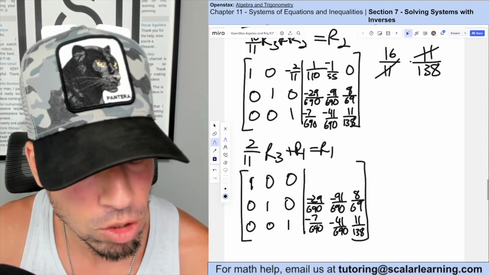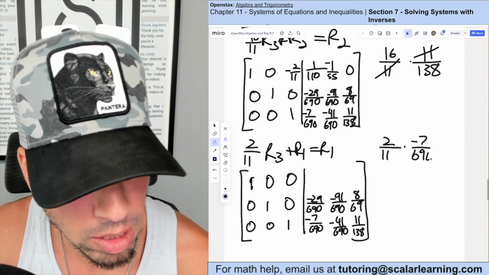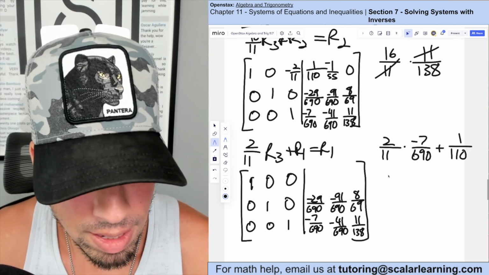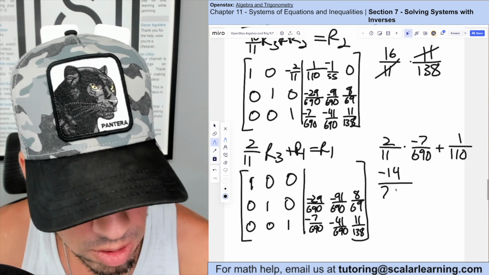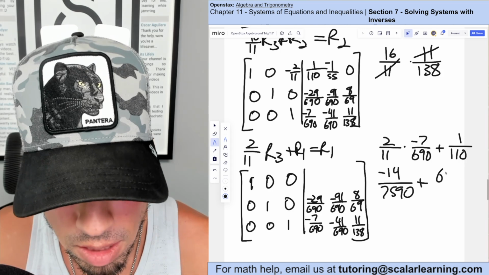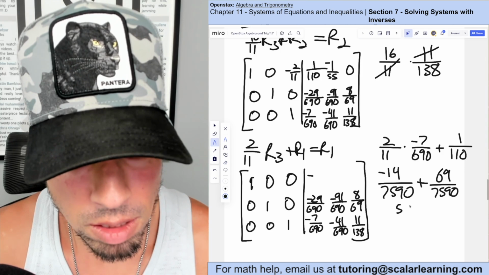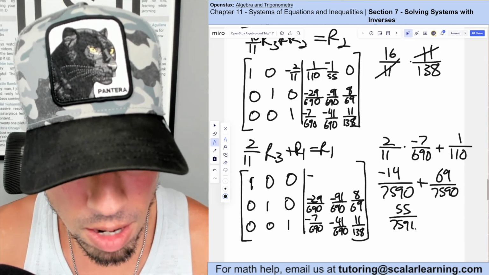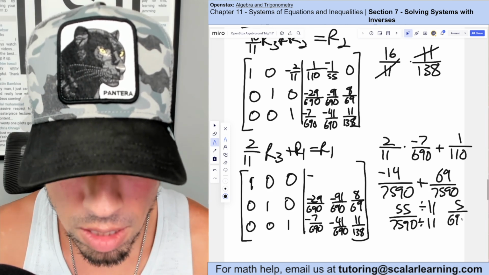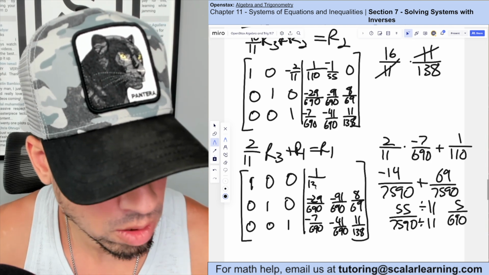All right. Now we got 2/11 times negative 7 over 690 plus 1 over 110. So we got negative 14 over 7590 plus, this would be multiplied by 69, 69 over 7590. Add those together. So then we get positive 55 over 7590. Divide top and bottom by 11, and we get 5 over 690. Divide top and bottom by 5, and we get 1 over 138.